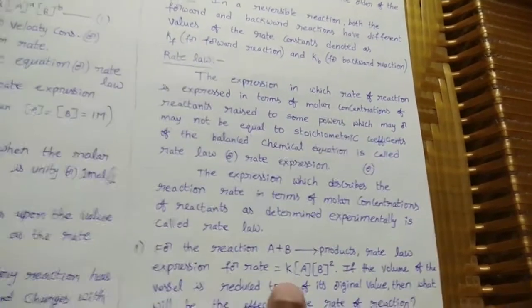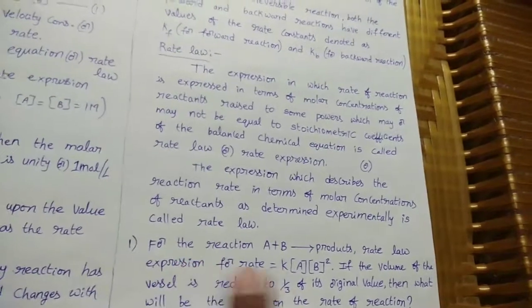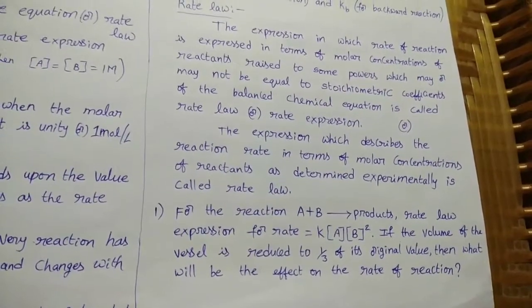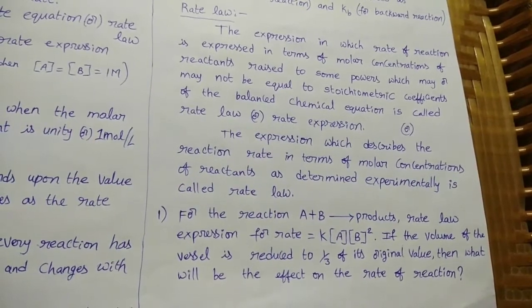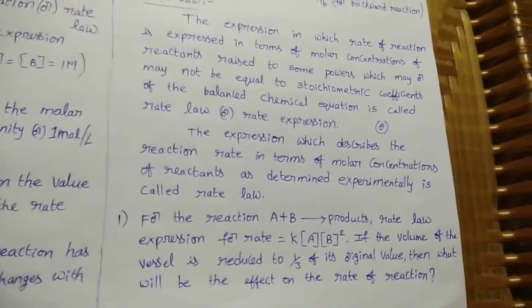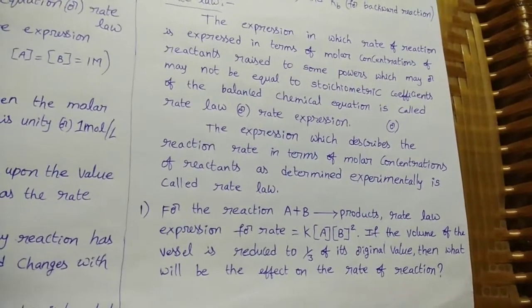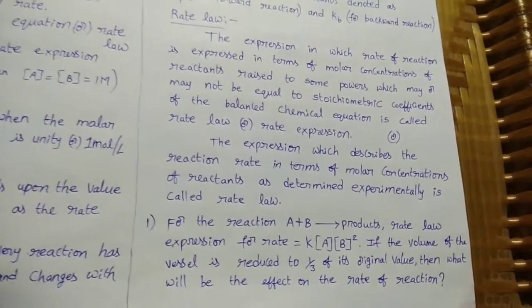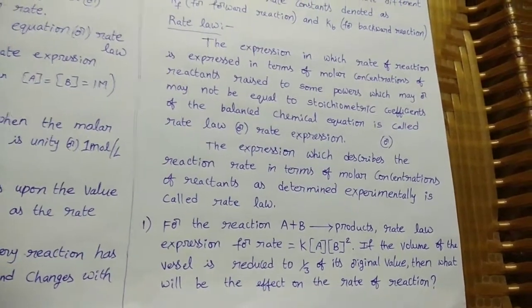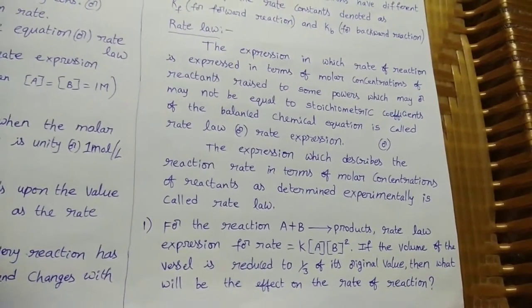Now take the numerical related to this. For a general reaction, A plus B gives products, the rate law is given. The volume of the vessel is reduced to 1/3 of its original value. Then what will be the effect on the rate of reaction? The reaction mixture container volume is decreased to 1/3. Then what about the speed of the reaction? See the answer.